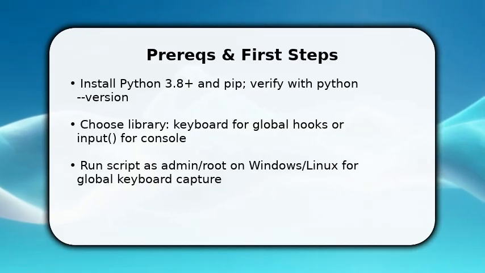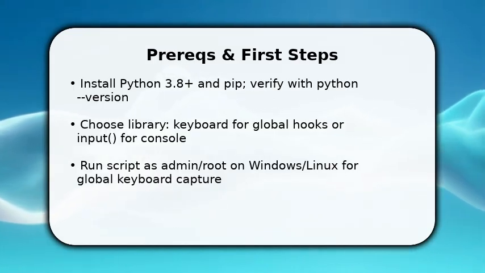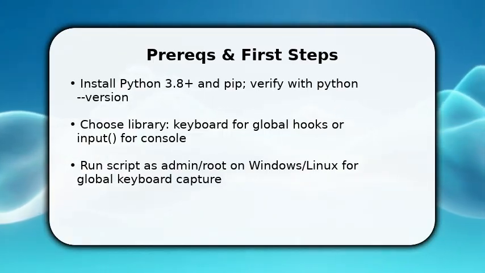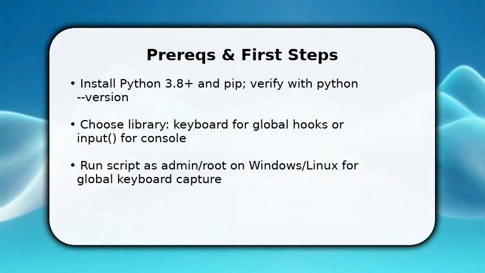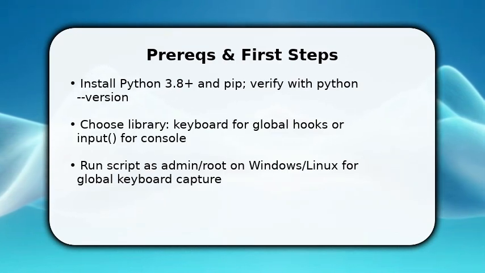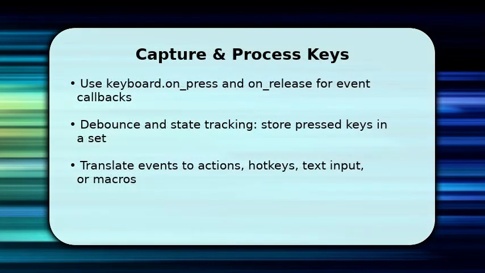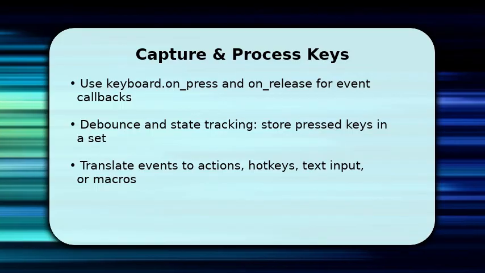Wait, esc, or keyboard.read_event to observe raw events, because seeing output proves permissions and installation succeeded before building features. Now implement event callbacks to capture keystrokes and translate them into actions. You'll use keyboard.on_press and on_release to update a pressed keys set, which prevents duplicate processing. This is important for held keys and modifiers.